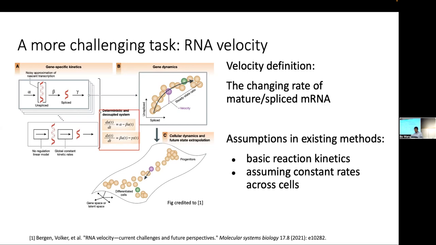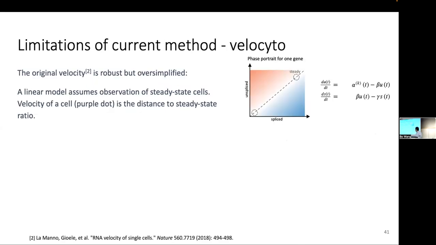Since its invention in 2018, published in Nature, it has been very popular to use these tools, particularly velocity, to understand the dynamics of single cells. With this velocity, you can understand how different cell types evolve during developmental orders.